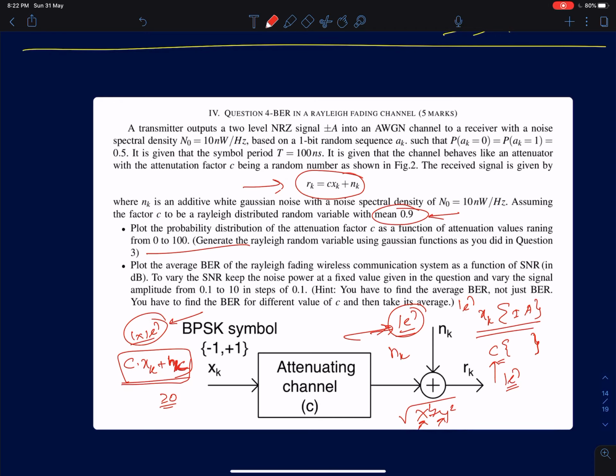It makes intuitive sense because your C is an attenuation factor. It can be 0 to infinity. Unless you accidentally flip the symbol or there is a phase change, it can happen. Phase change can happen, but it's very, very rare.